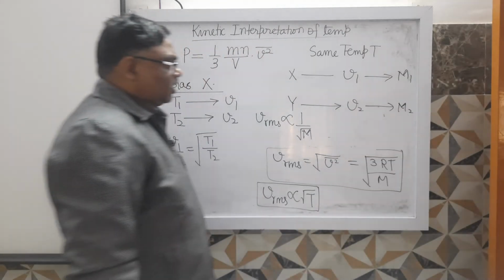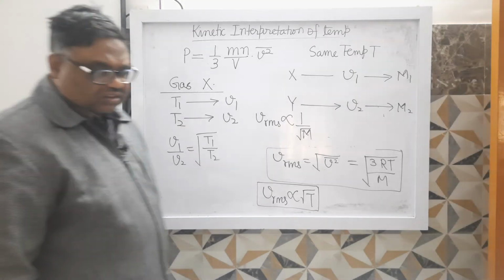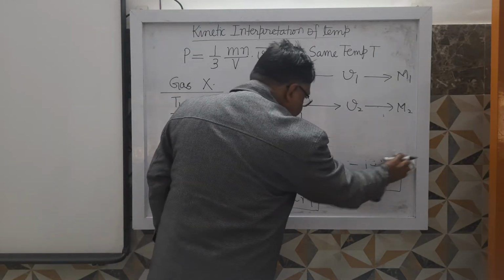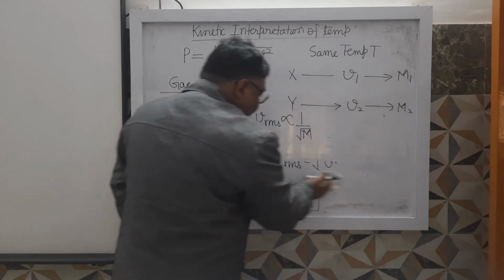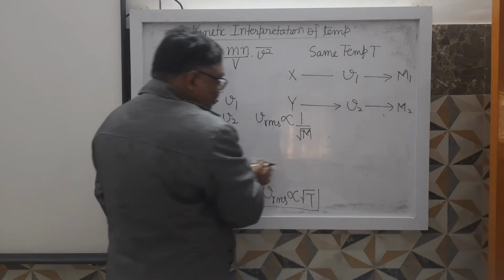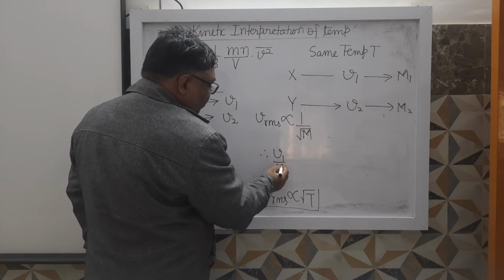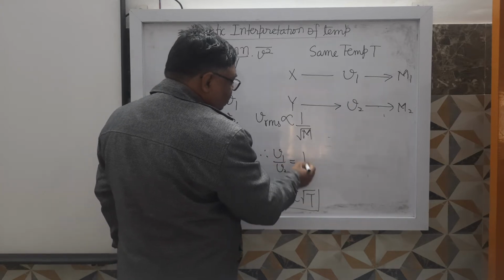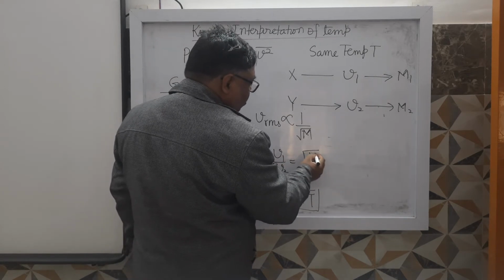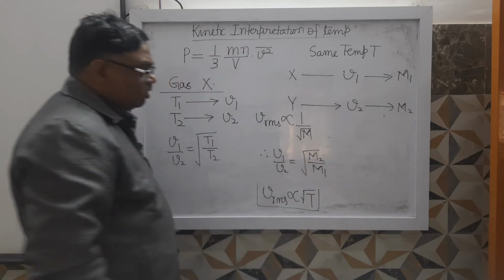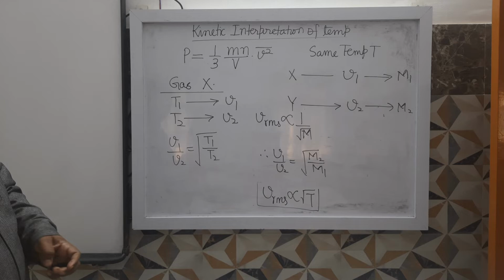So what will be the relationship? You can see here, it will be V1 upon V2 equals to square root M2 upon M1. Therefore, V1 upon V2 equals to square root M2 upon M1. This. Now, one more thing is left.